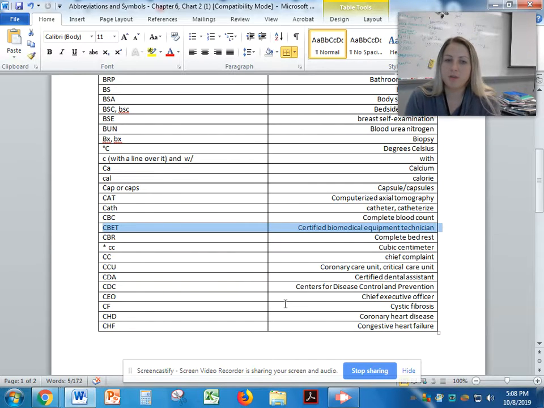CBET, this is a certified biomedical equipment technician. So we learned this in chapter 3. And these are the people that are trained to work on the medical equipment, right? So the CT scans, the heart-lung machine for heart surgeries. Okay, they're the ones that are specialized and trained.